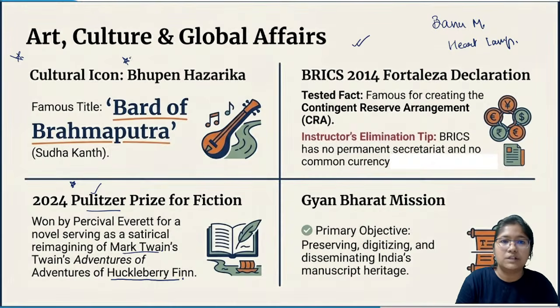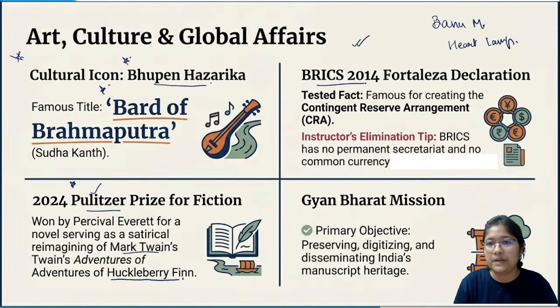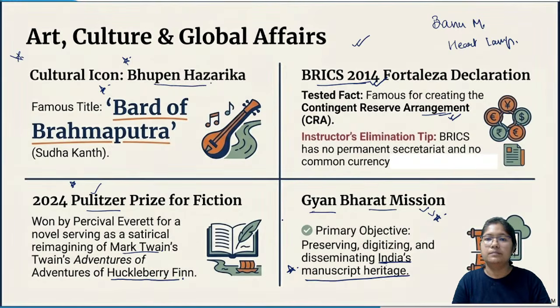They asked about cultural icon Bhupen Hazarika and the title Bard of Brahmaputra. Then about the BRICS, there was a question on what it is famous for, creating the Contingent Reserve Arrangement. And about the Gyan Bharatam mission, they had asked a question because this was in the news for a long time, India's manuscript heritage, which we want to digitize. This is not just 1 or 2 months in current affairs, just like Dugong, this is also since a long time now, right?